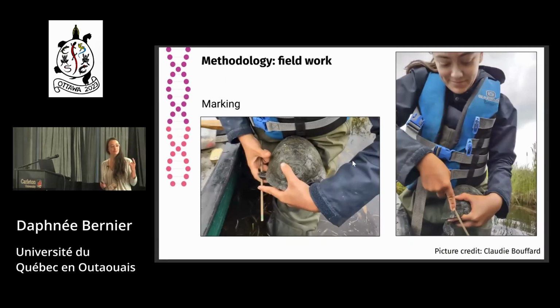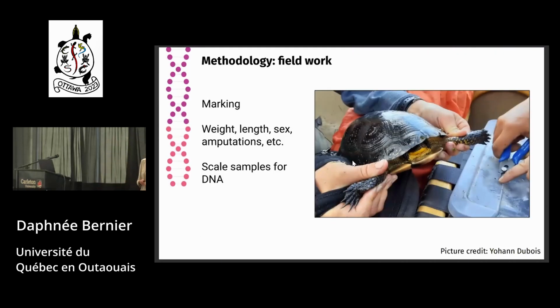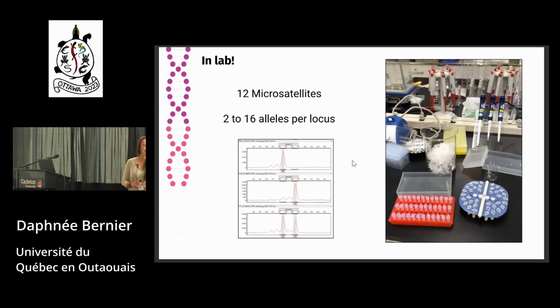When we caught a Blanding's, we would mark them with a unique ID, weigh them, measure them, write down any tags, amputations, and injuries, and we would take some scales for DNA samples. In three years, we got more than 200 Blanding's turtles. We were really happy with the results. I then processed the scales in the lab, and I tested for 12 microsatellites, which range from 2 to 16 alleles per locus.